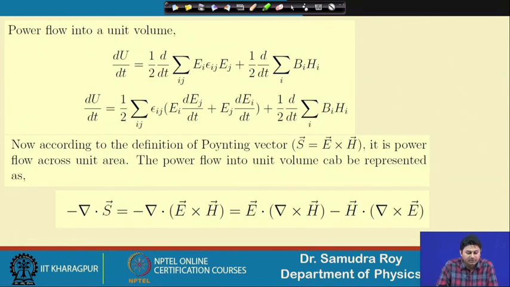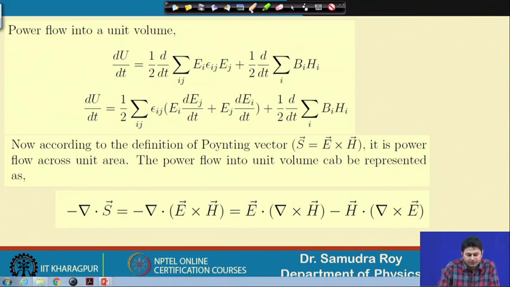Then what I try to find out is the power flow per unit volume. Once I say power flow per unit volume, there is a rate associated with that. When a rate is associated, that means I try to find out with respect to time. So, that is why I take the derivative of this U with respect to time.